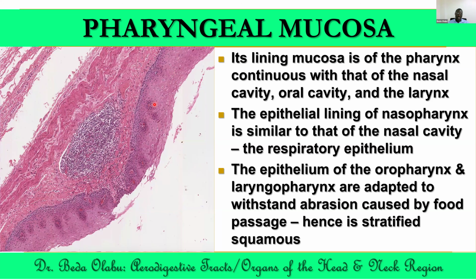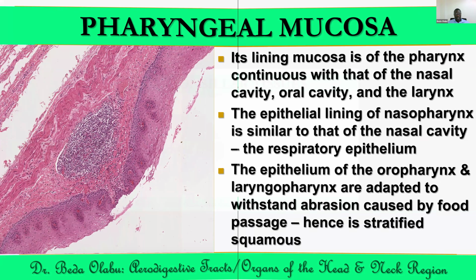So this shows us the stratified squamous non-keratinizing epithelium, which we note in the pharyngeal wall, mainly in the oropharynx and in the laryngopharynx. Deep to the epithelium, we have aggregations of lymphoid tissue, and there are particular aggregations that we then call the tonsils.